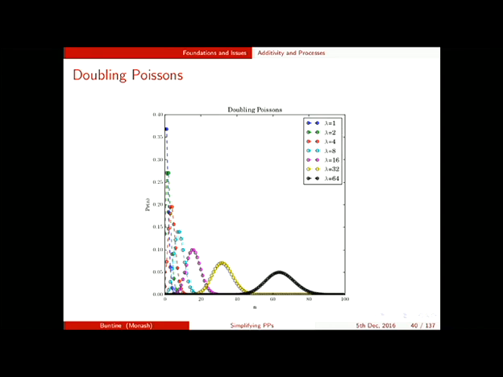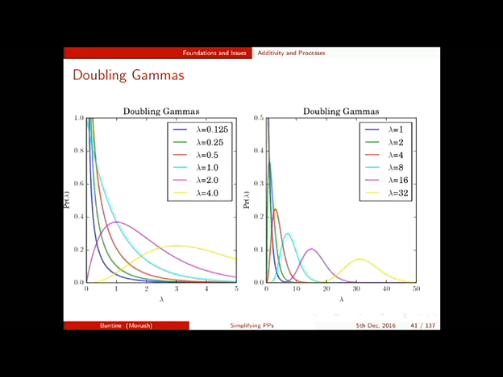Now, the gamma distribution and some other distributions do the same thing. So it's got a very similar shape. We start at the smaller end with the small lambdas, and we can add them, keep on doubling them, and you can see it all naturally fits together. And that's because of this additivity property.